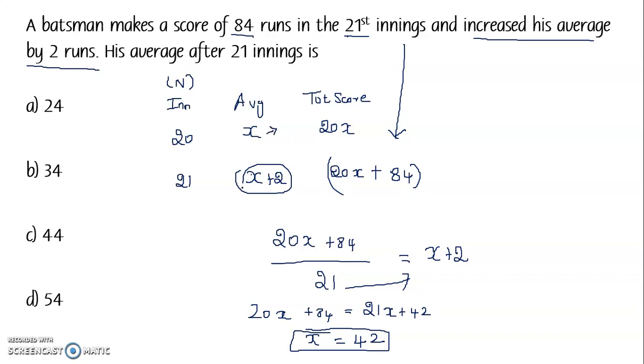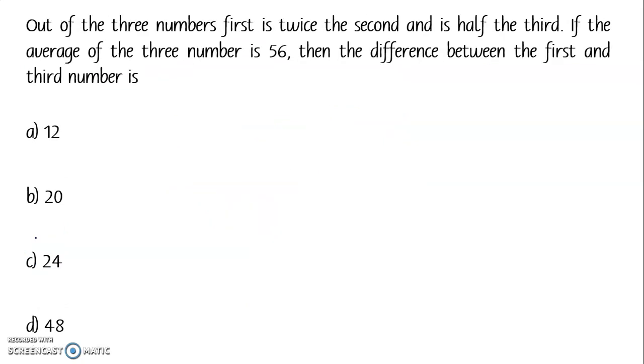Okay, so now his average is increasing by 2, so the new average will be 44. So the answer will be option C. Got it? So this is how we solve this one. I'll see one more problem, and this will be the last problem for this session.